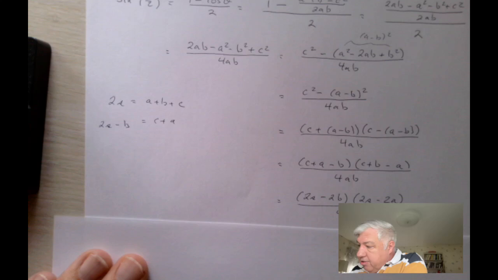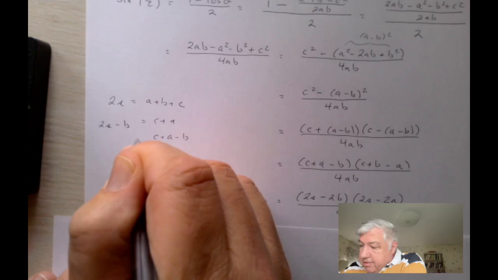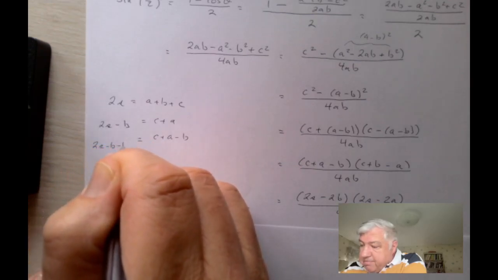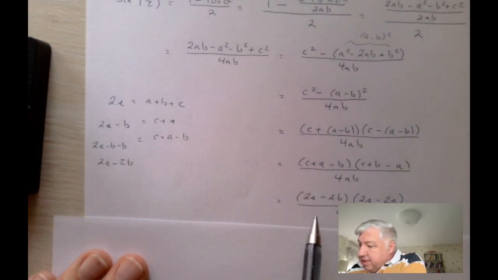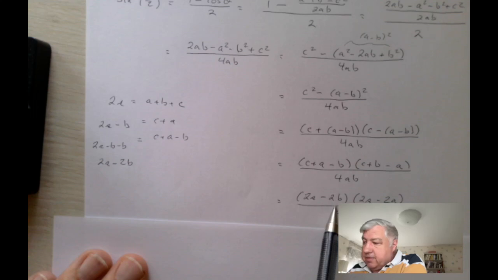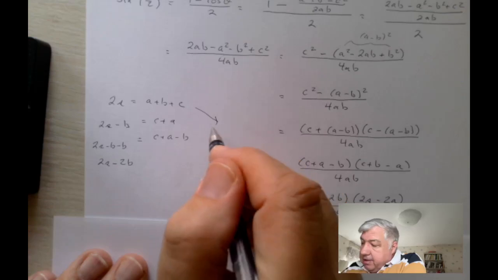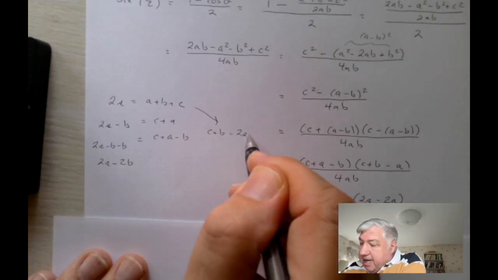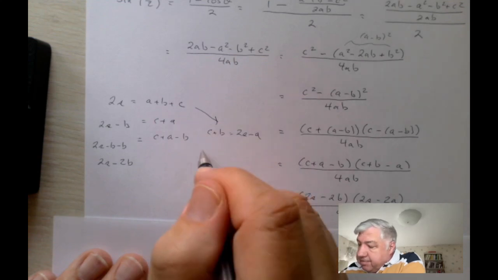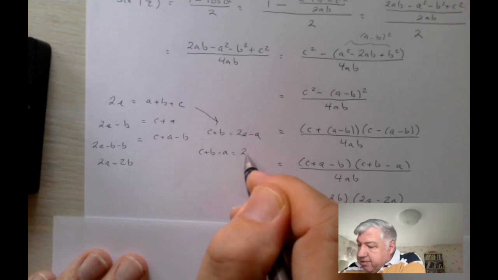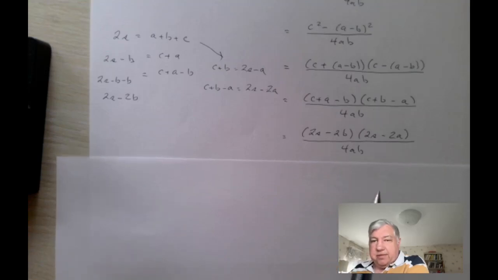Okay, so then c plus a minus b is going to be 2s minus b, which is the same as 2s minus 2b. Okay, so this can be replaced with 2s minus 2b. And then similarly, c plus b is going to be 2s minus a, and so c plus b minus a is going to be 2s minus a, which is 2s minus 2a. So that's how we get this thing down here.